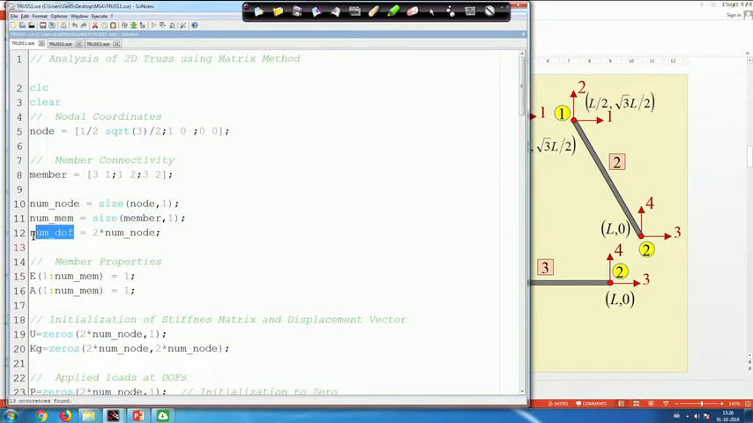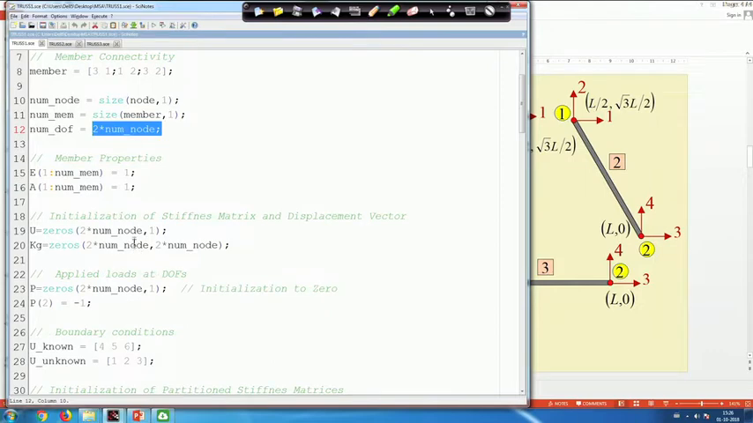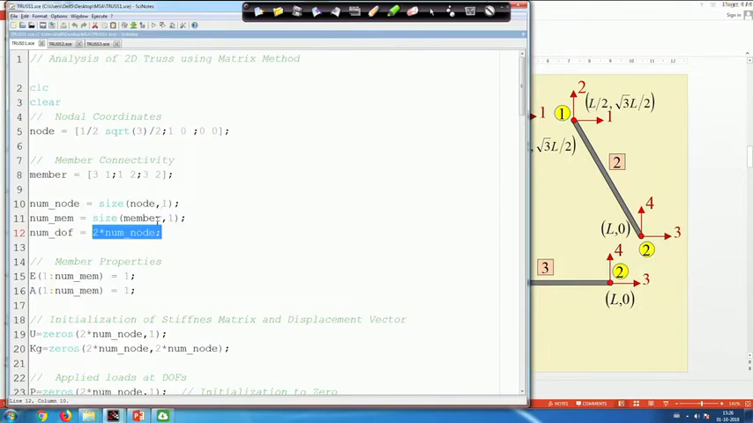Size is a command which gives you the size of a matrix or a vector, and number of degrees of freedom is the total degrees of freedom in the system. You see, per node we have 2 degrees of freedom. So, total degrees of freedom will be 2 into the number of nodes. Okay.